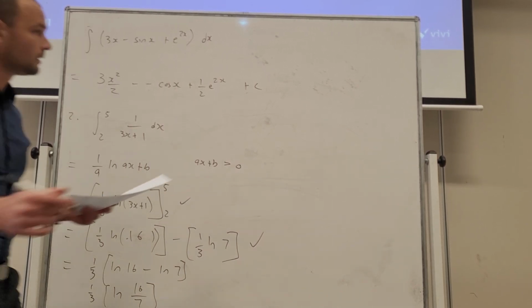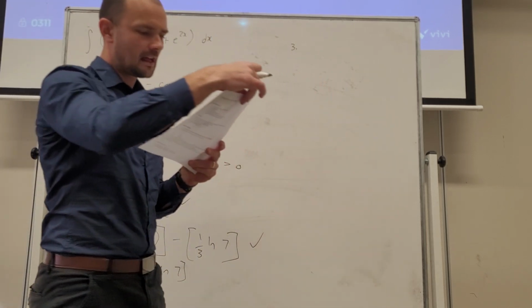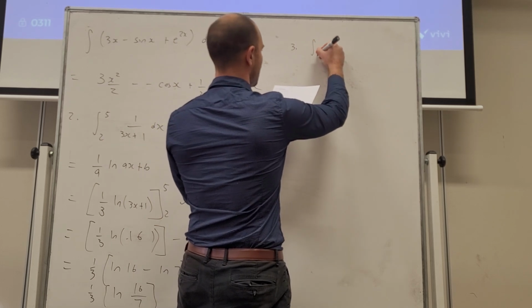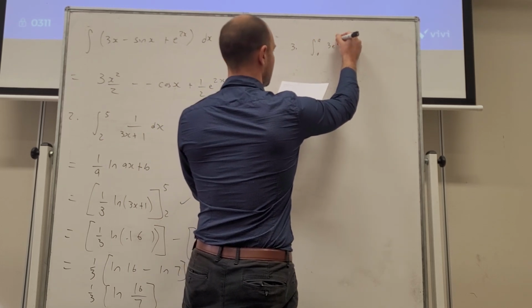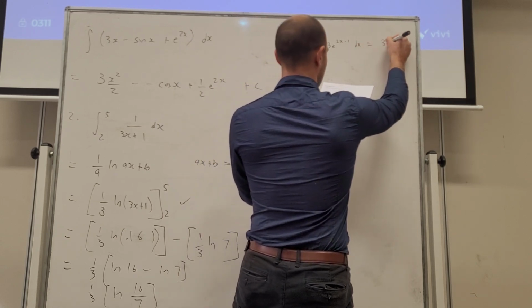Good. All right, let's move on to 3, which is: find the value of a given the integral from 0 to a of 3e to the 2x take 1 equals 3e to the 4.